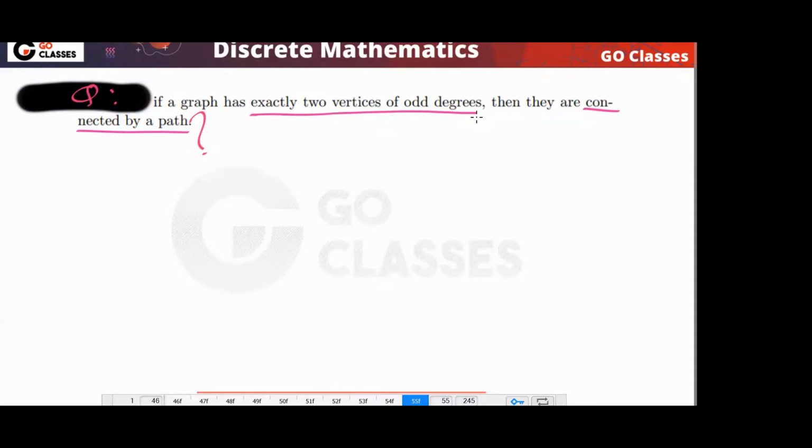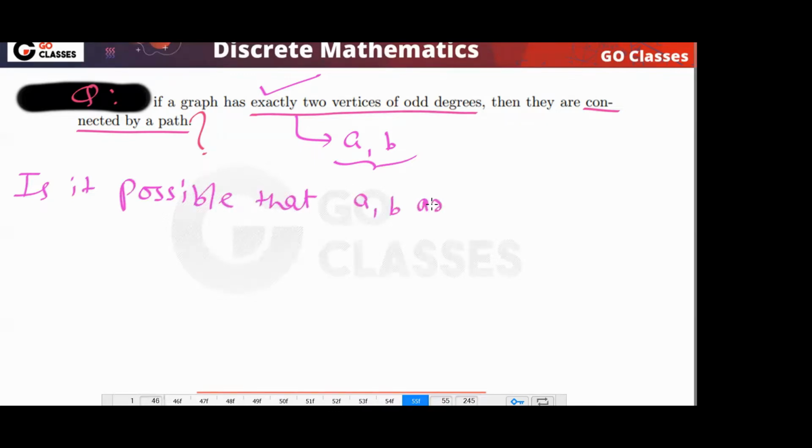Now tell me, what do you think? If you have exactly two odd degree vertices, can they be present in different components? Let's assume you have exactly two, not more than two, not less than two. Let's assume you have A comma B. Is it possible that A comma B are in different components? Because only these are the odd degree vertices. There is no other odd degree vertex.